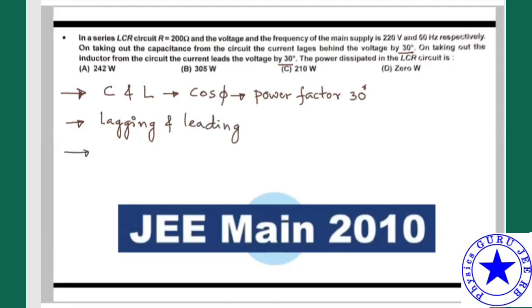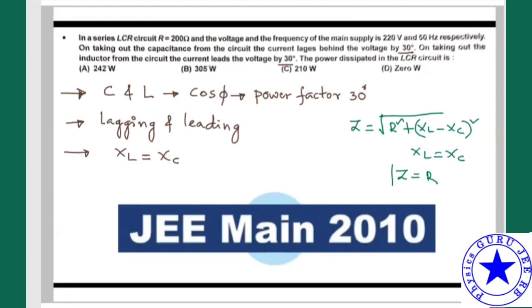Now XL is equal to XC. This is the condition for resonance. What is the condition for resonance? XL should be equal to XC. The impedance in an LCR circuit is the square root of R squared plus (XL minus XC) squared. When XL is equal to XC, this is the condition for resonance, and then Z becomes equal to R. So the impedance in the circuit is equal to the resistance.